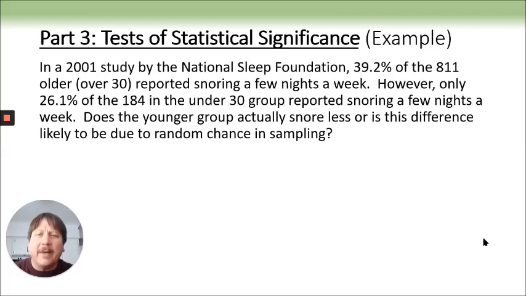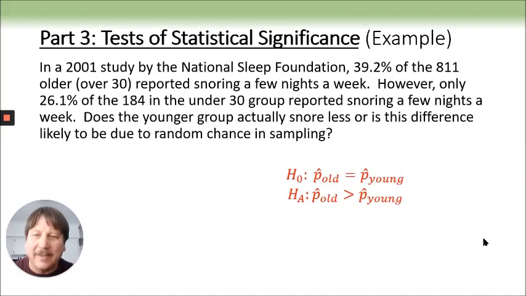In 2001, a study by the National Sleep Foundation found that 39.2% of the 811 older, that is over 30, I don't really think that's older, I think that's kind of younger, reported snoring a few nights a week. However, only 26.1% of the 184 in the under 30 group reported snoring a few nights a week. Does the younger group actually snore less, or is this difference likely due to random chance in sampling? That is our test of statistics.